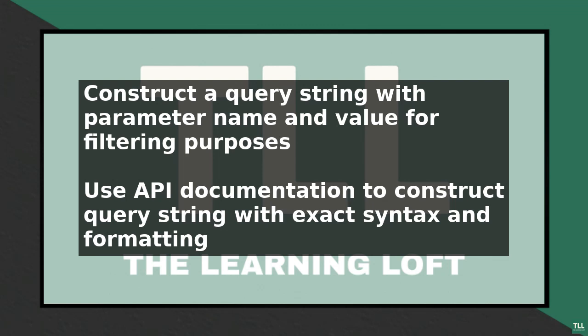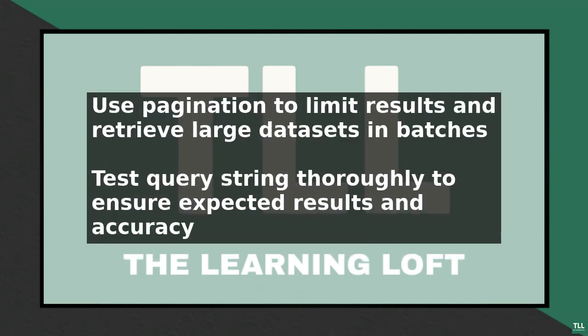In terms of practical examples, suppose you want to retrieve a list of all unpaid invoices for a specific vendor. You would navigate to the invoices endpoint and apply a filter using the vendor_id parameter and the payment_status parameter. Your query string might look something like invoices vendor_id 123 and payment_status unpaid.